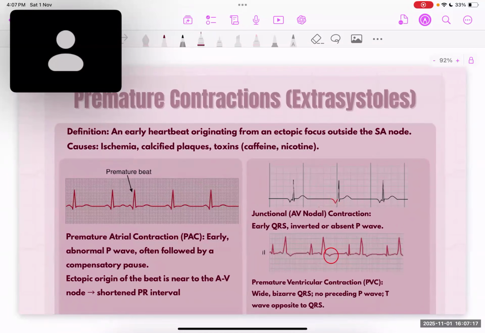Okay, now we're going to move on to premature contractions. It's an early heartbeat which originates from an ectopic focus outside the SA node. So basically, your pacemaker is no longer the SA node. The heartbeat is going to come from somewhere else. Causes could be ischemia.